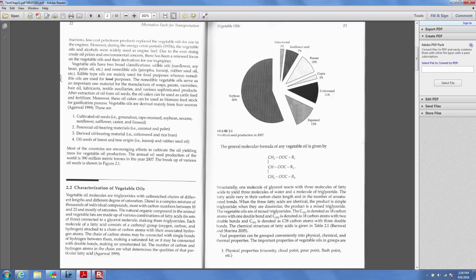But as usual, anytime we run into a crisis or a problem, we're looking for alternatives, and that happened most recently, or probably the most obvious one that made us take a second look at potential other fuel sources, was the energy crisis in the 1970s.